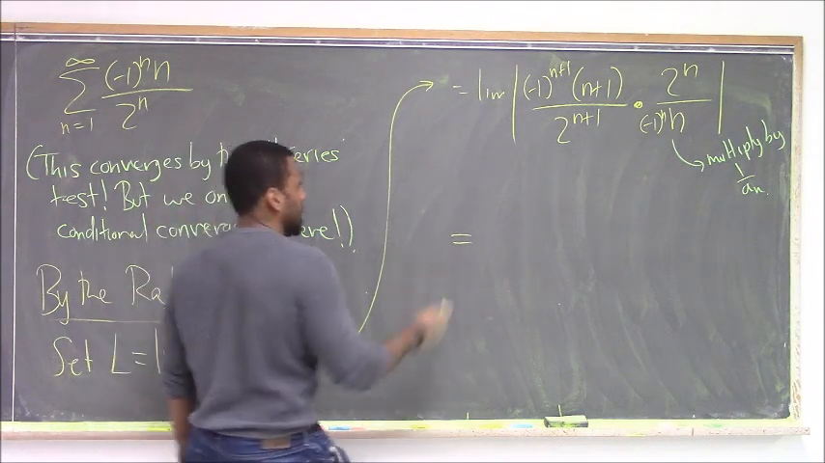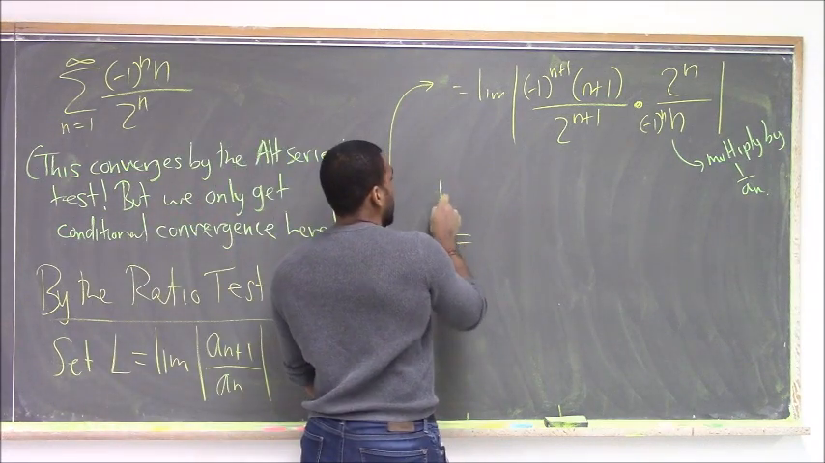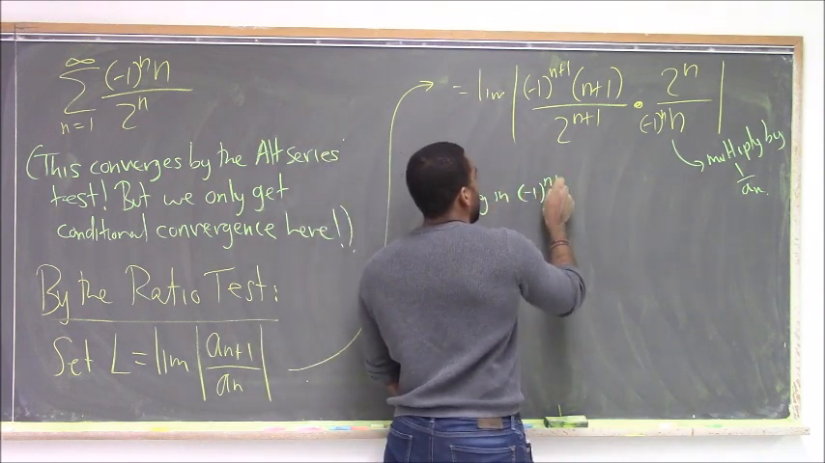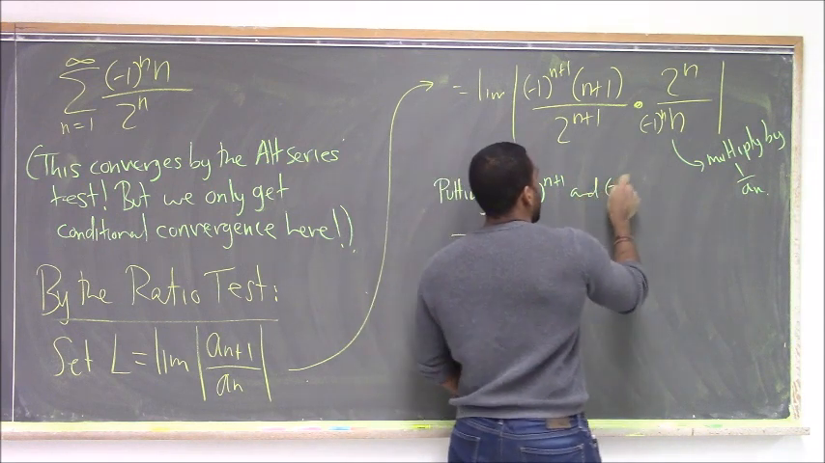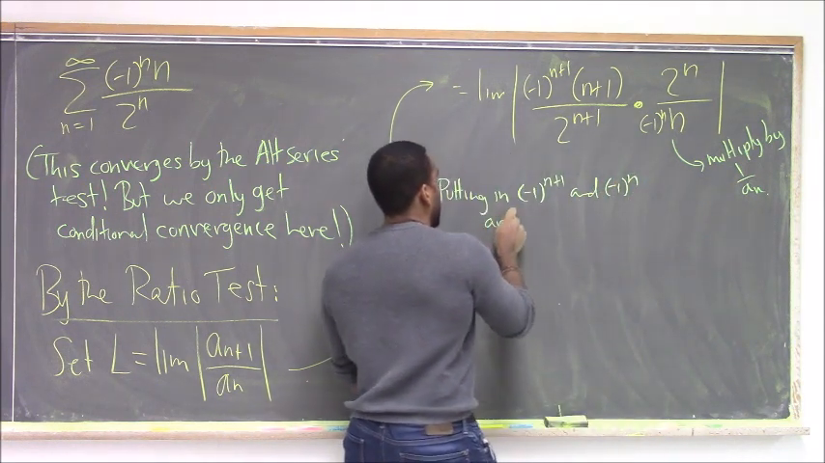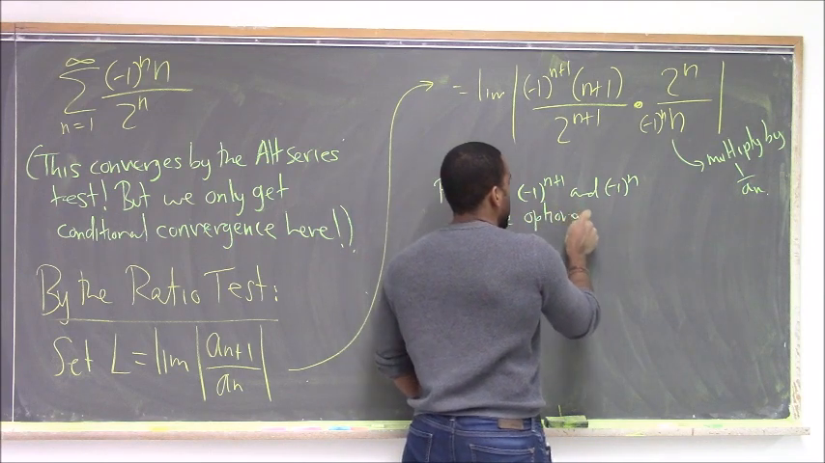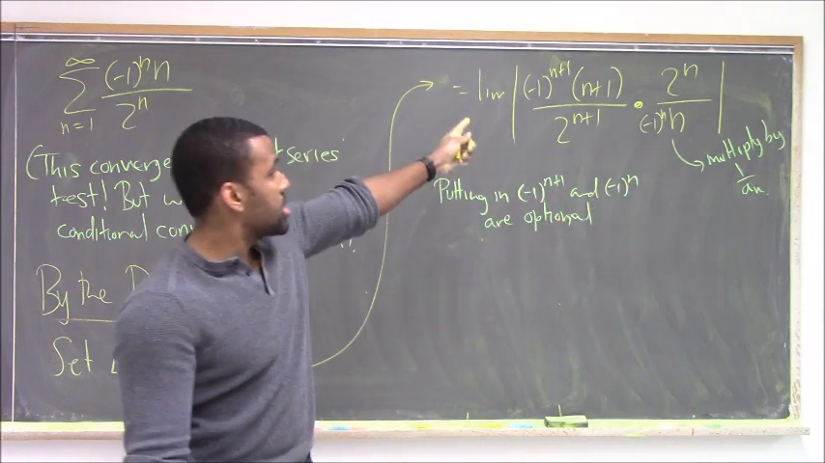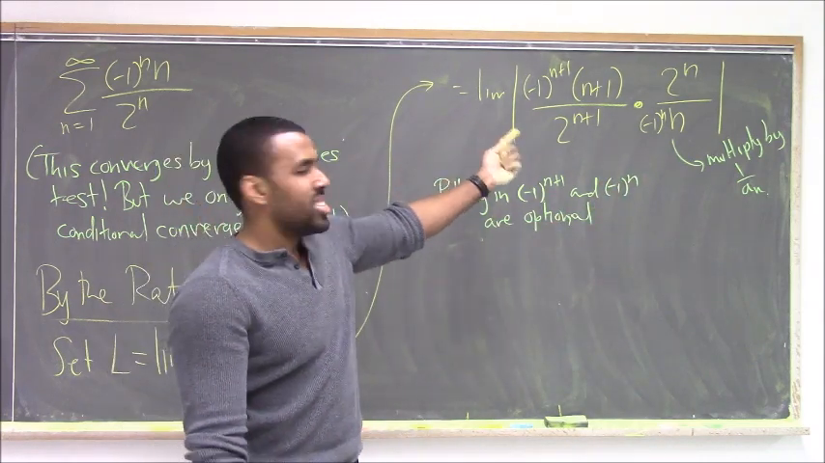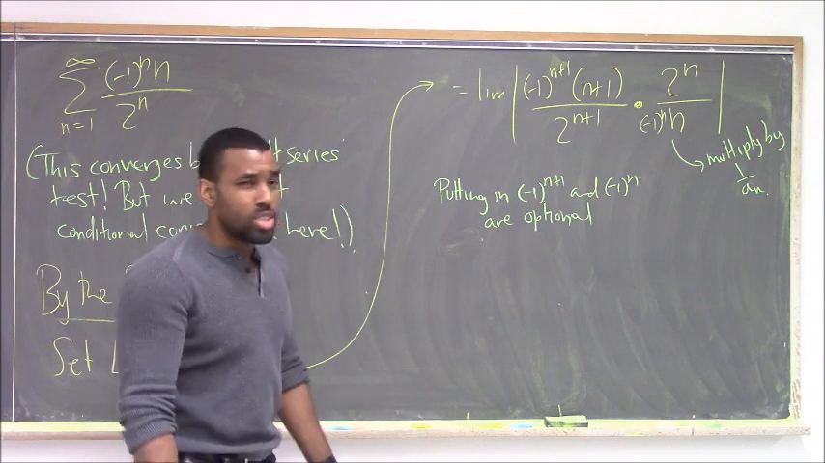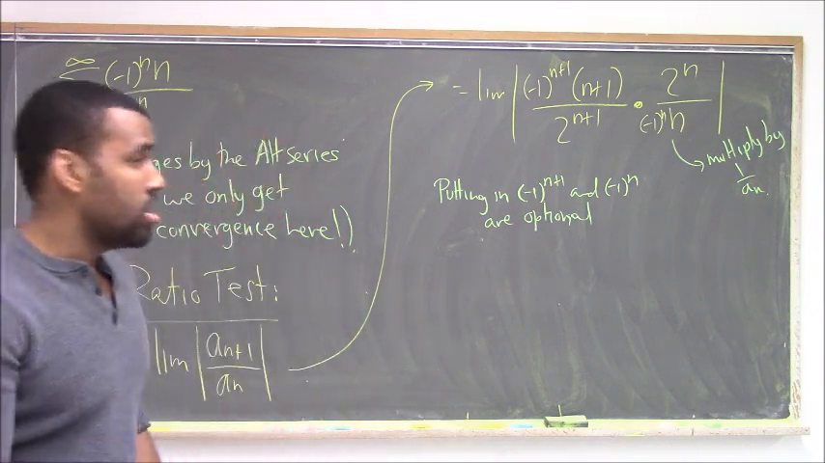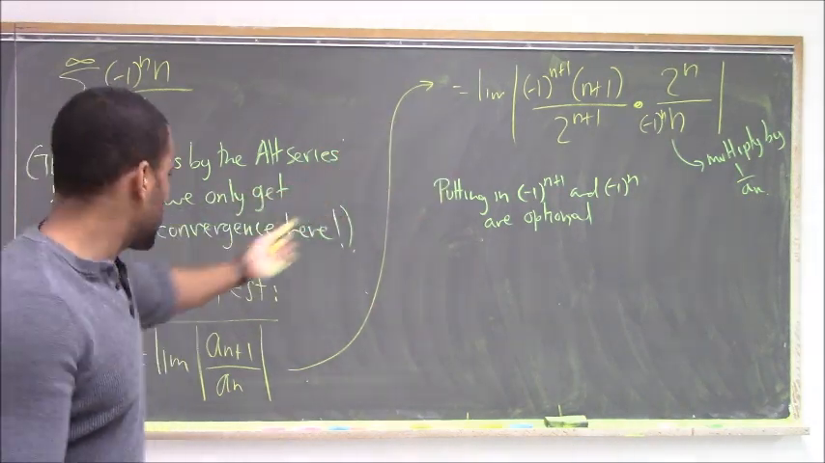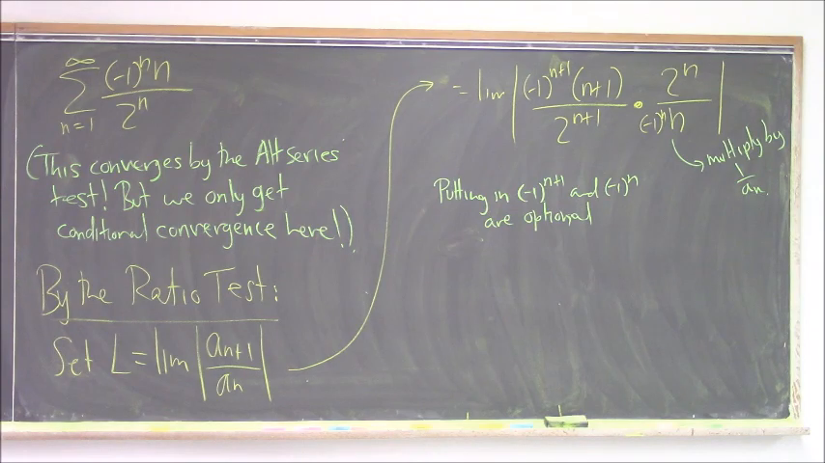Another thing you can notice is that putting in these are optional. You're going to realize that because of the absolute values, even if these guys contribute a negative sign, which they will, it's not going to matter because you're going to take absolute values at the end of the day. So it actually doesn't matter whether you put them in or not. So every time you use the ratio test, I actually leave that out, but I'm just following the strict definition here, so I put them in.